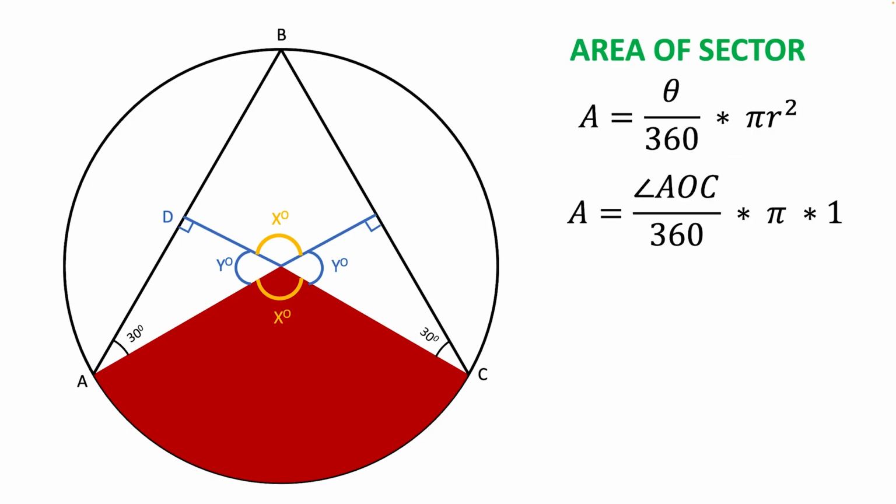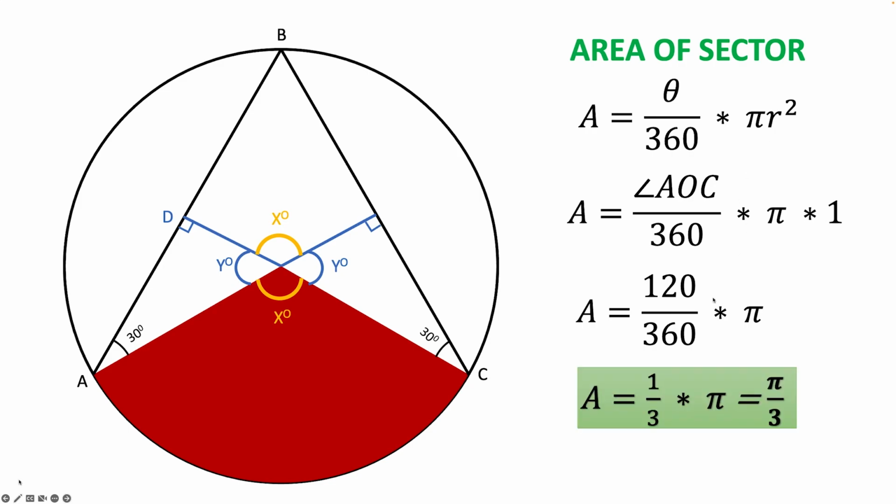Now we just need to plug this value into the formula which we already used before, which is A is equal to 120 by 360 into pi. The r square has gone because the radius of the circle is 1. Once we do that, we know that the area is nothing but 1 by 3 into pi, so the correct answer is pi by 3.